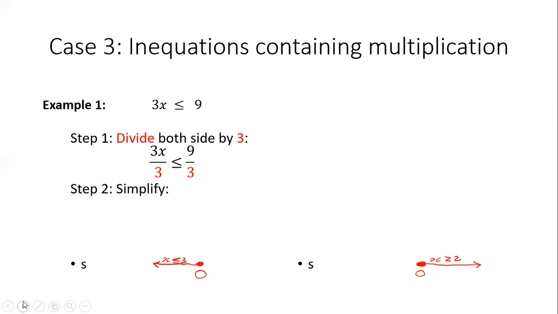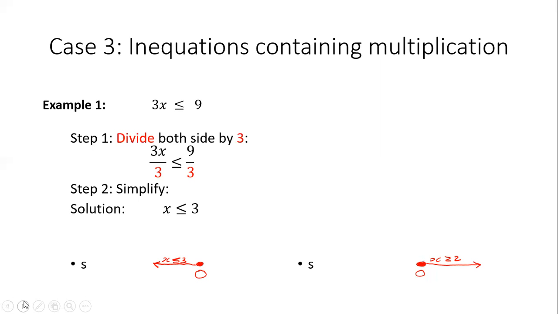Step 2, you're going to simplify. When you simplify, that will give you your result. So here you can see that 3 divided by 3 would be 1, and 1 times x would be x. And 9 divided by 3 would give us 3. So therefore, our solution is x is less than or equal to 3.